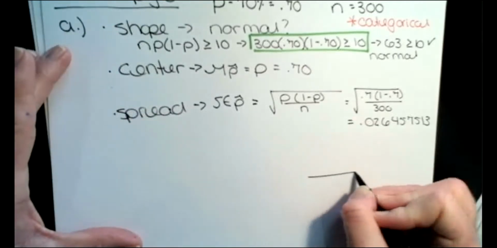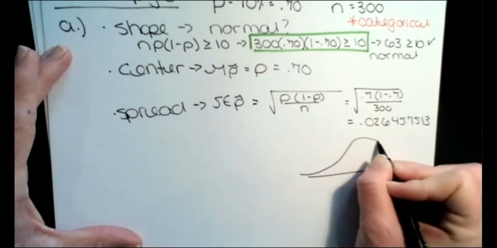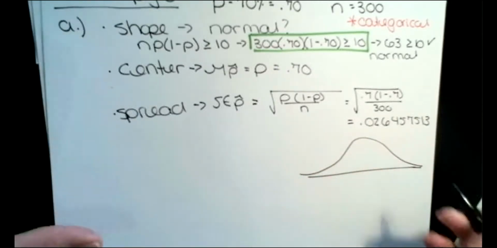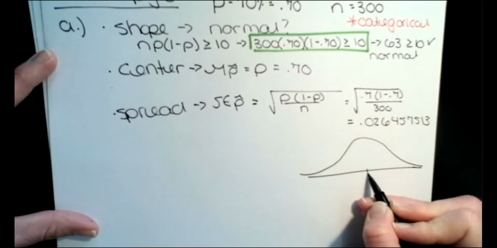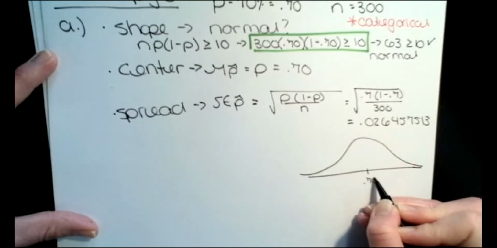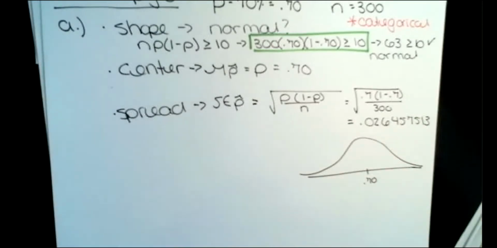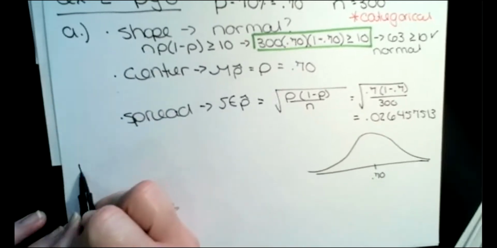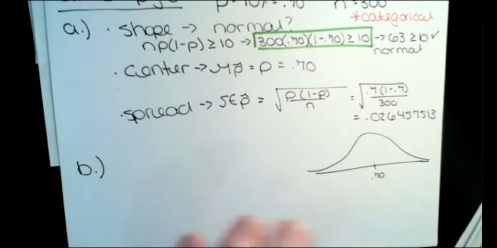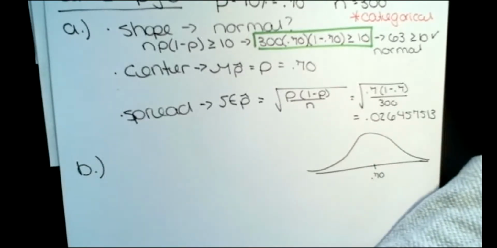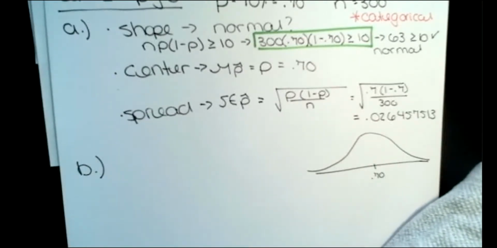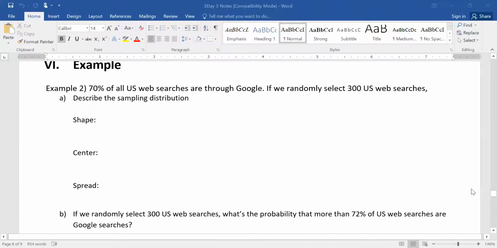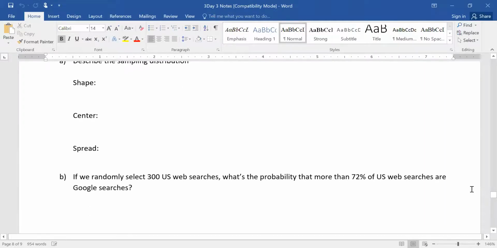I can draw a picture at this point if I want. A picture isn't really going to do a ton, but I can draw a picture. It's normal shaped and at the center is 0.70. And I can't really do too much with the spread on this until I get to part B. So I'm going to share my screen again and take a look at what part B asks for in the day 3 notes. And so part B says, if we randomly select 300 US web searches, what's the probability?